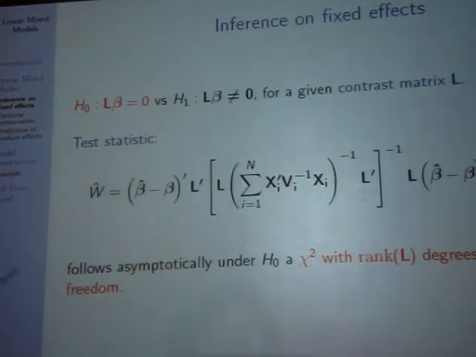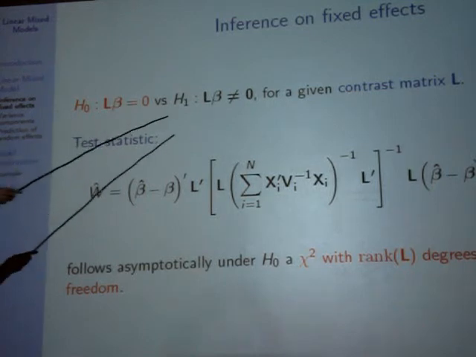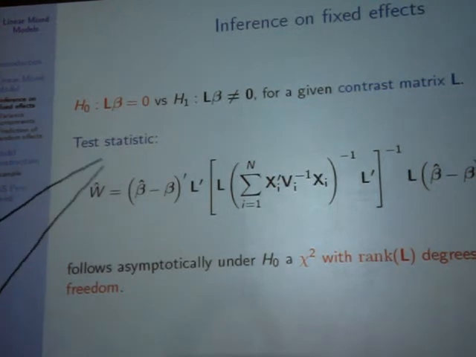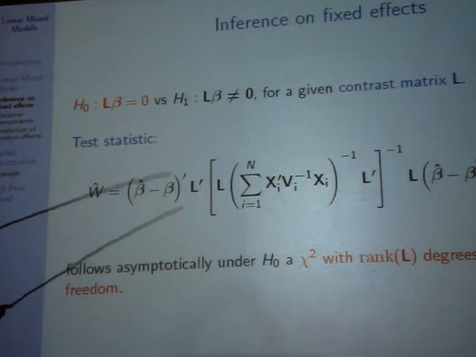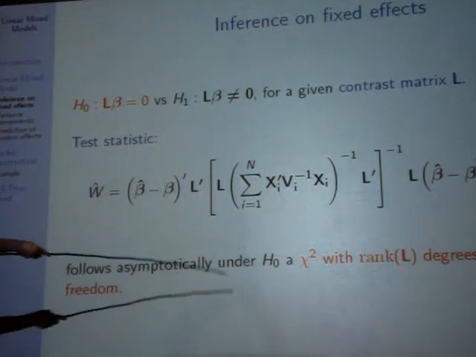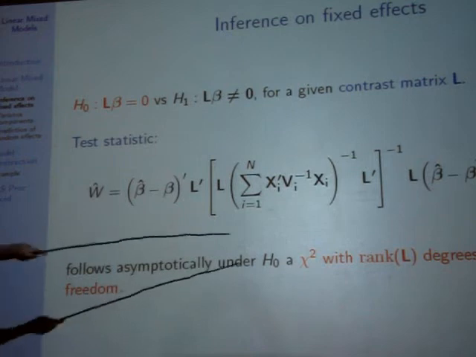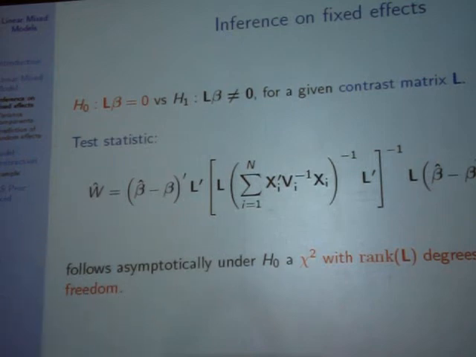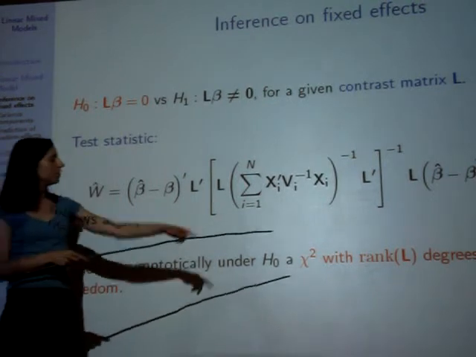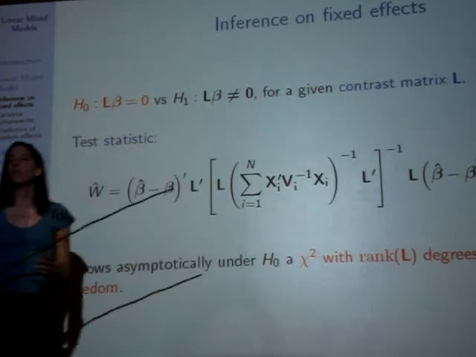In this case, when you want to test a contrast like L beta equals 0, so it's a multivariate test with a known contrast matrix L, you test L beta equals 0 versus L beta different from 0. Then the test statistic can be written like this, and it follows asymptotically, under the null hypothesis, a chi-square with rank of L degrees of freedom. And I think that in your handout it's written L degrees of freedom, but it's actually the rank of L, the rank of the contrast matrix.